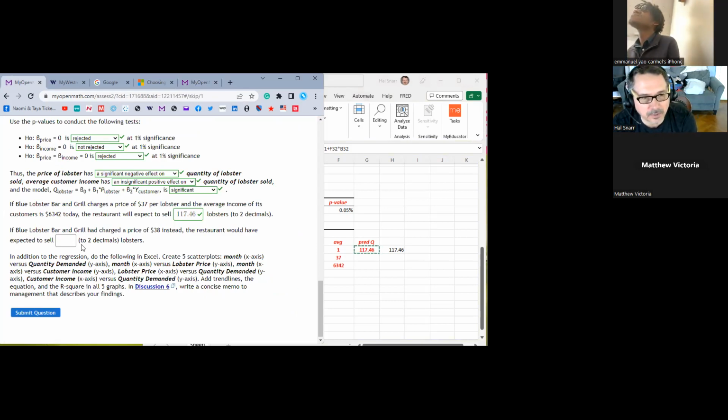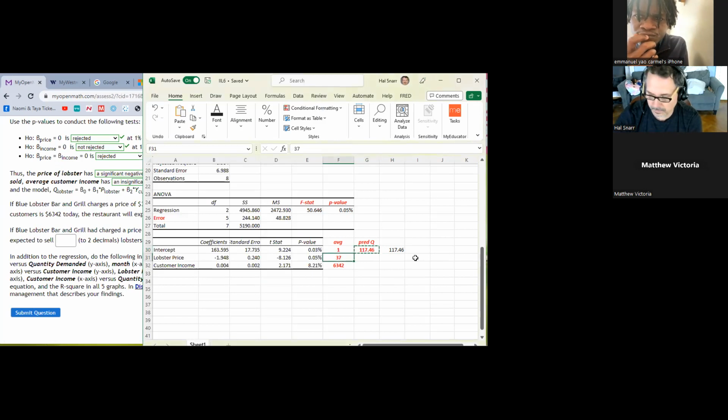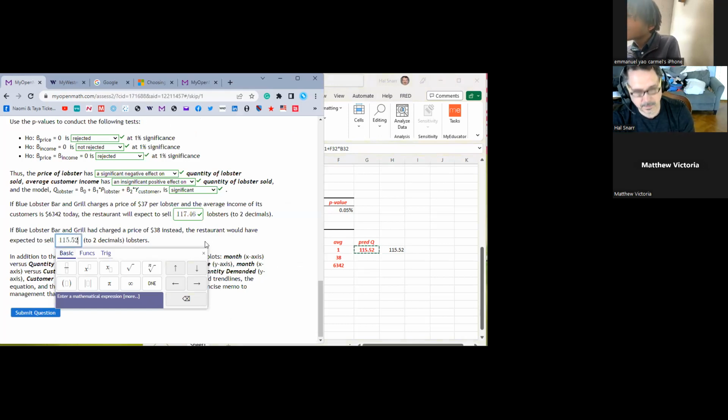If Blue Lobster Bar and Grill had charged a price of 38 instead, all we've got to do is change this to 38. And it goes down. So if the price goes up, what does our predicted quantity do, holding income constant?